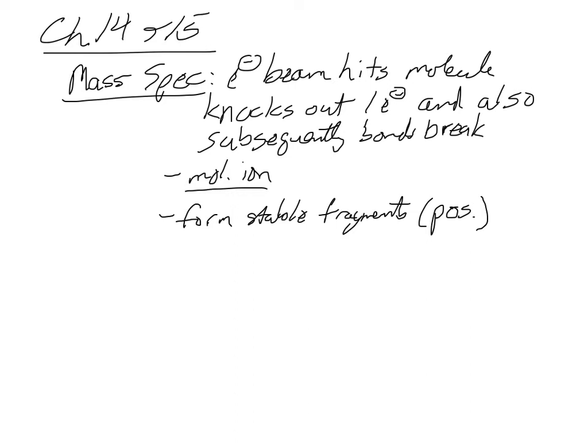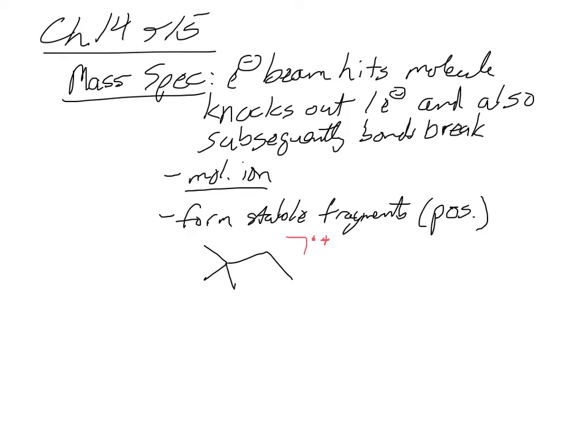What would the neutral fragment be? The neutral fragment is the radical. The radical is a neutral fragment, there's no charge on that. So let's just give an example here. We're going to break a bond. So let's say we form the radical cation. We knocked one electron out.